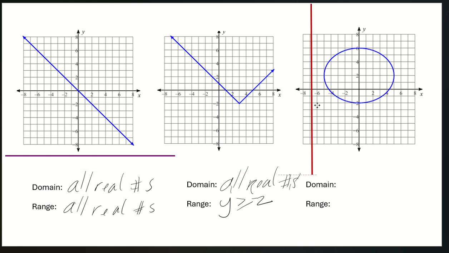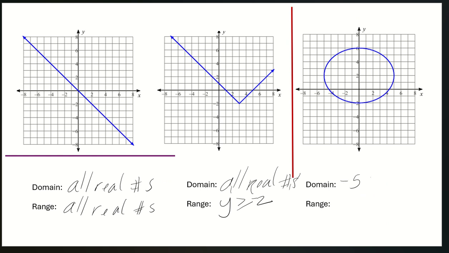So I'm going to start my vertical line here, and as I can see, I don't see anything. It's just pure space here. Then when I get here, I'm at -5, and I'm going to keep going until I'm at +5. So my domain is from -5 to +5. Okay, so I'm going to write that here.